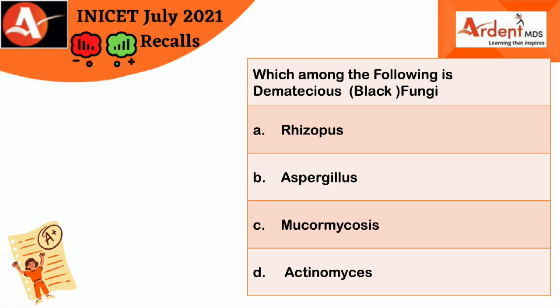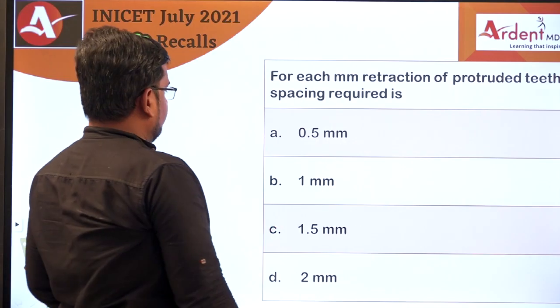Which among the following is dematiaceous fungi? I think it is a direct pick question. Black fungi. The answer for this is mucormycosis.